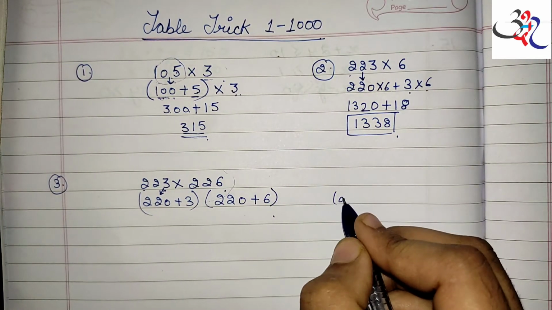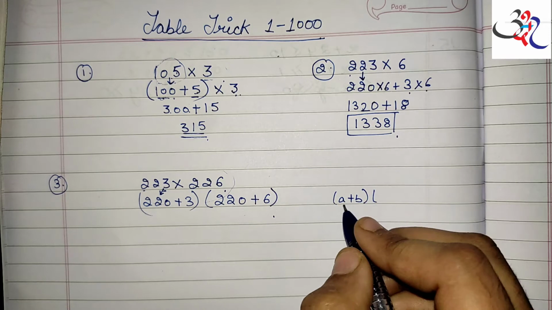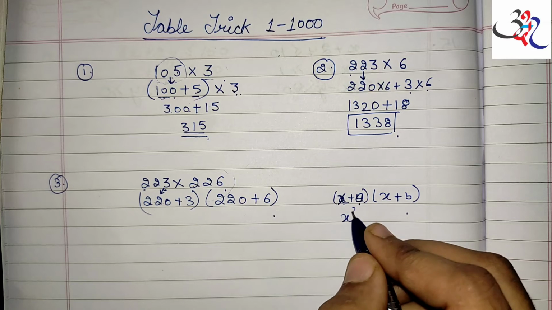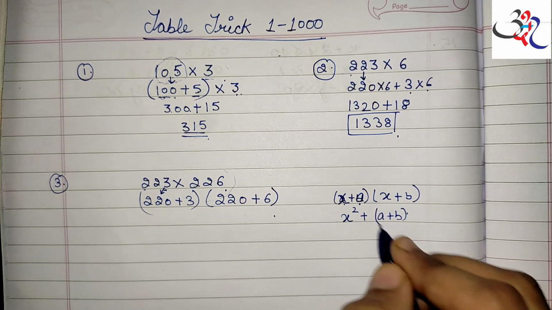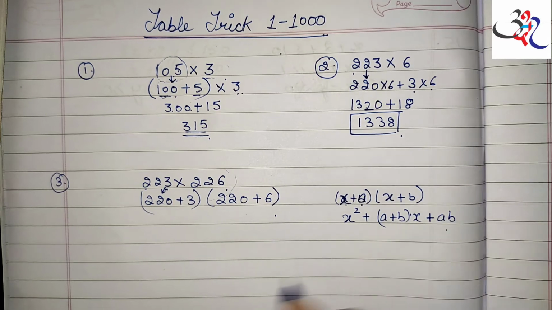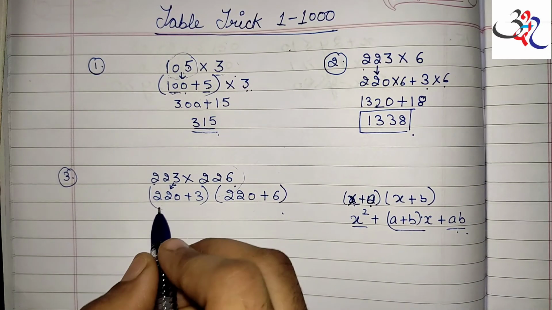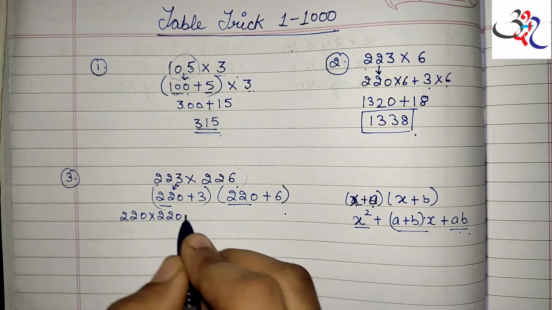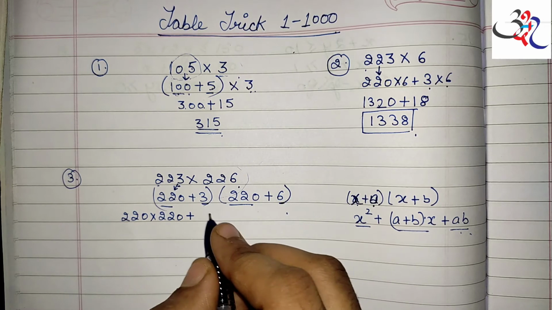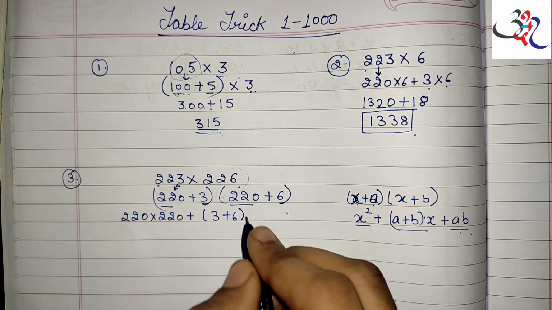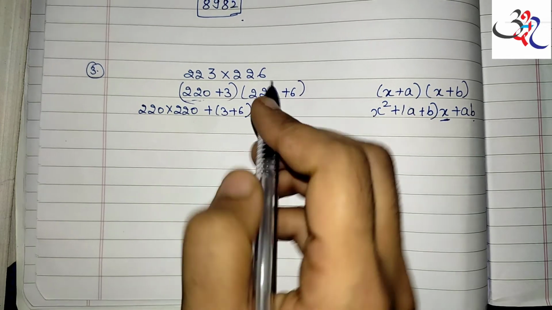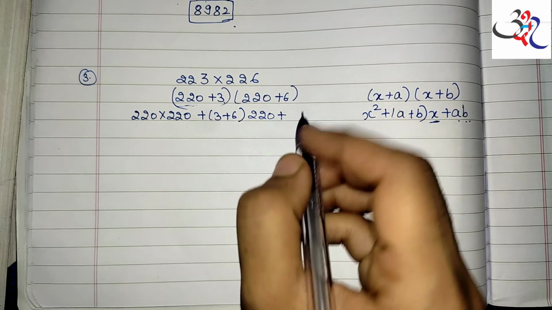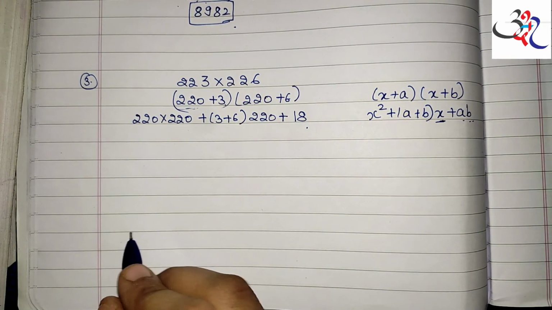Okay, and there is a formula in the class 9th, that if there is x plus a into x plus b, so what will be the answer? x square plus a plus b into x plus ab, right? So how you can solve it, that x square means 220 into 220, 220 square, plus a is my 3 and b is my 6, so it will be 3 plus 6 into x, and x is what? In this case x is my 220, plus ab is what? 3 into 6, it will be 18, right?